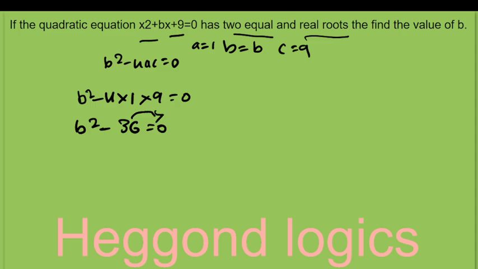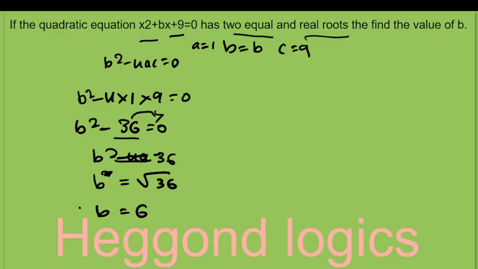Transfer the 36 to the right side. That's why you have to transfer the 36 to the right side. That means b square is equal to 36. And after that, take the square root. b is equal to square root of 36 and b is equal to 6. The value of b is 6.